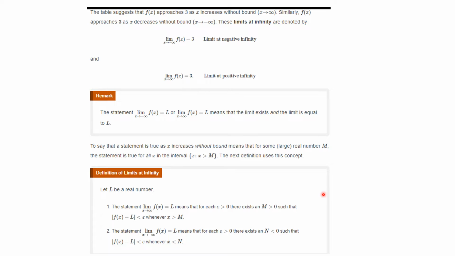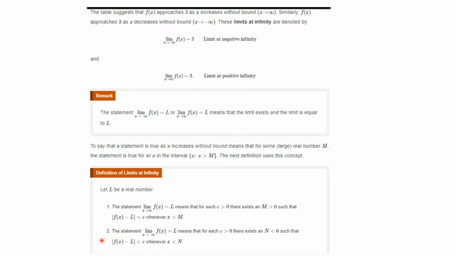So anyway, here's the formal definition of a limit at infinity. Let L be a real number. The statement, the limit as x tends to infinity of f of x equals L, means that for any epsilon greater than 0, there exists an m greater than 0, such that whenever x is bigger than m, the absolute value of f of x minus L is less than epsilon. Note the absolute value is here again.